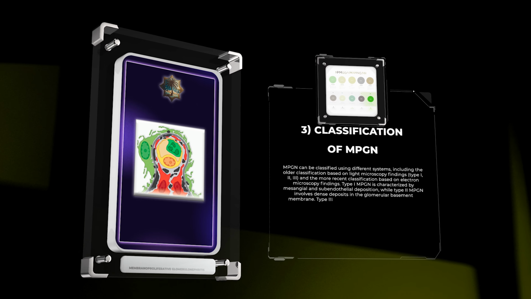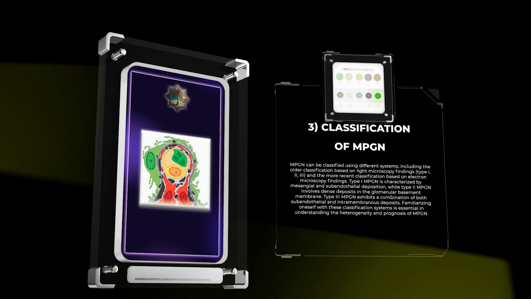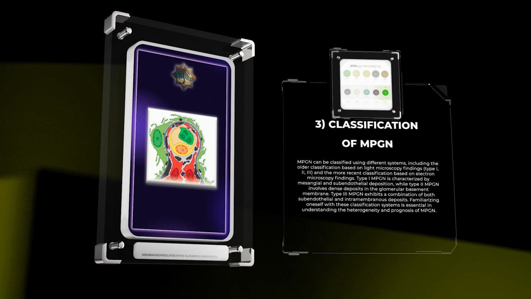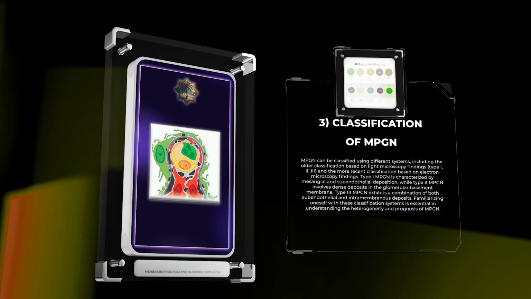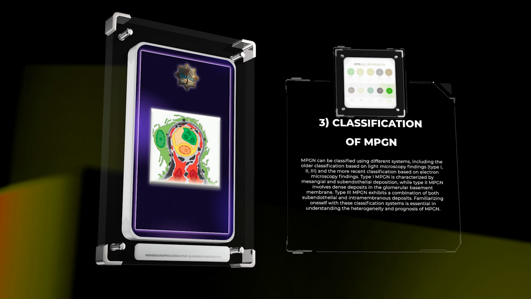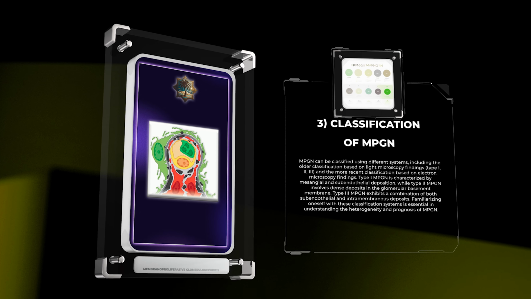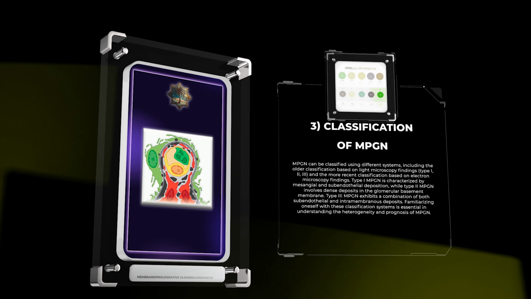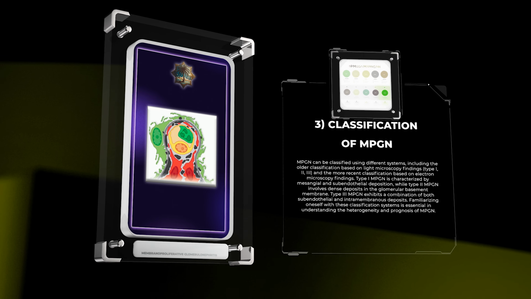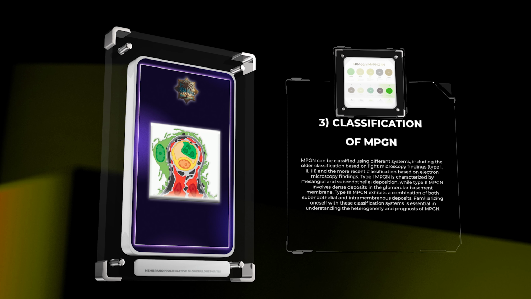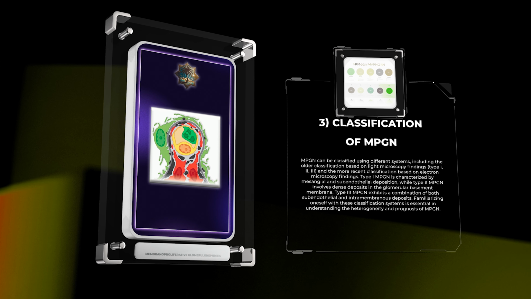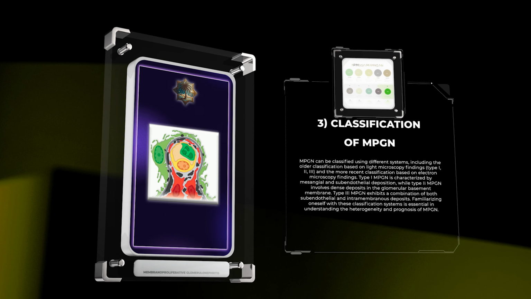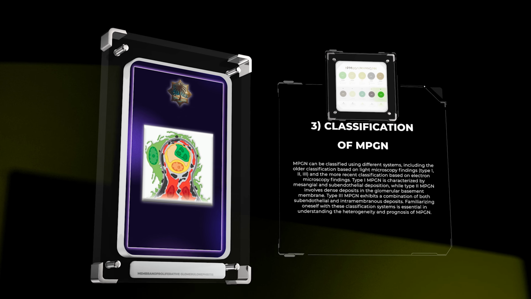MPGN can be classified using different systems, including the older classification based on light microscopy findings, type 1, 2, 3, and the more recent classification based on electron microscopy findings. Type I MPGN is characterized by mesangial and subendothelial deposition, while type 2 MPGN involves dense deposits in the glomerular basement membrane. Type 3 MPGN exhibits a combination of both subendothelial and intramembranous deposits. Familiarizing oneself with these classification systems is essential in understanding the heterogeneity and prognosis of MPGN.